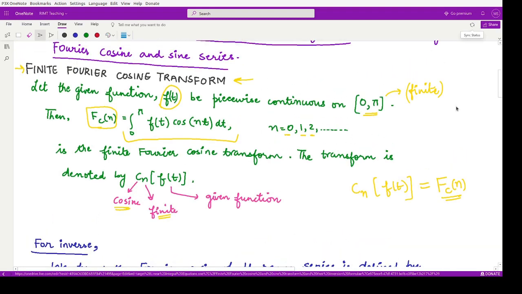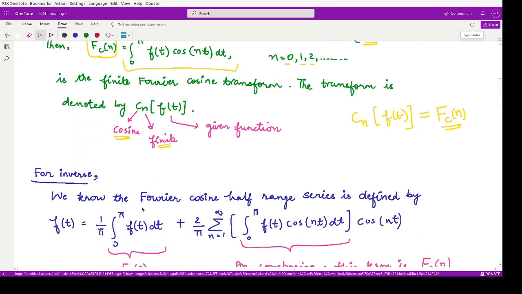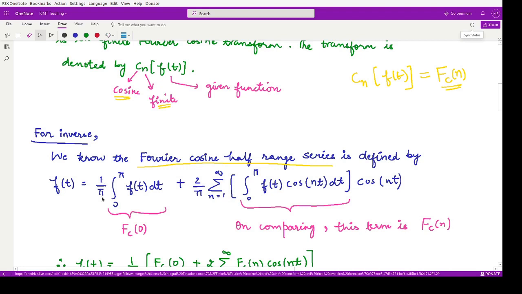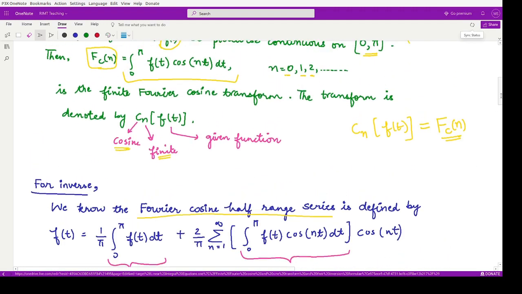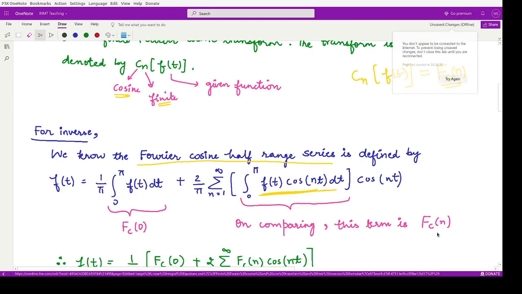To calculate its inverse, we just write the Fourier cosine half range series. What is that? It is given by f of t is equal to 1 by pi integration from 0 to pi f of t dt plus 2 by pi summation n varies from 1 to infinity, integration 0 to pi f of t cos nt dt, times cos nt. Now if you compare this expression with the one we have just derived, the integration from 0 to pi f of t cos nt is equivalent to this quantity F_cn. We have identified this to be the same as F_cn.